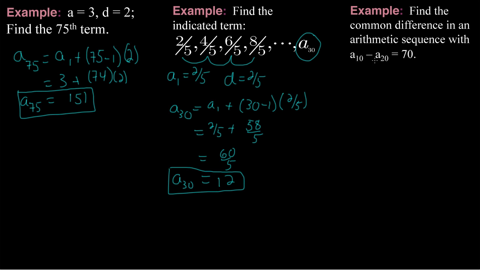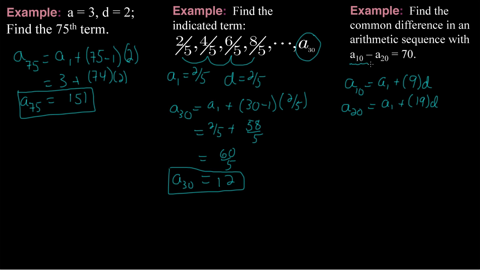This third example is a little bit trickier. They don't give us the first term or the common difference. They just tell us the difference between the 10th term and the 20th term. And while I don't have much to work with, I do know that there's a formula for the 10th term that says the 10th term is the first term plus 9 times the common difference. And again, this 9 comes from the fact that inside the parentheses is n minus 1. I know that the 20th term is going to be the first term plus 19 common differences.